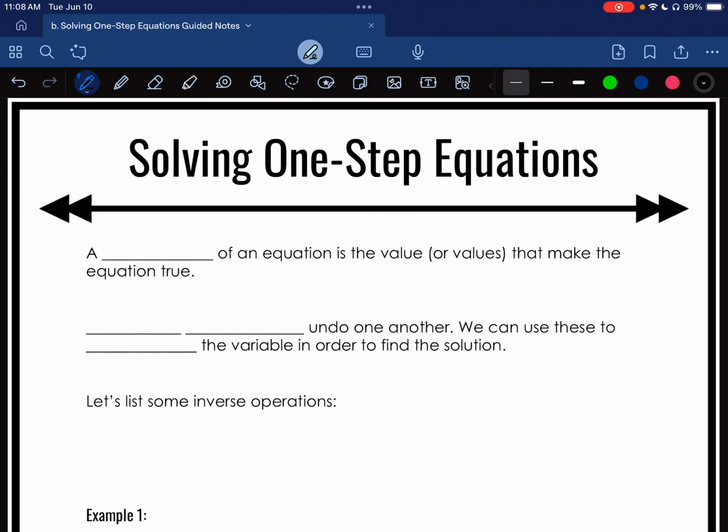All right, this one's going to be short and sweet, guys. We got one side of one page. Today we are solving one-step equations.